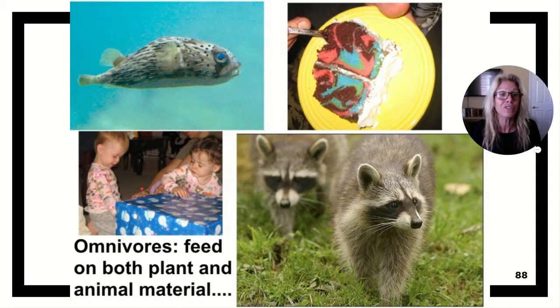Now, if you choose to eat differently, if you want to be an herbivore or kind of carnivore, more power to you. I just wanted to tell you what you are biologically. So omnivores eat both plants and animals. And yes, I made that cake right there.